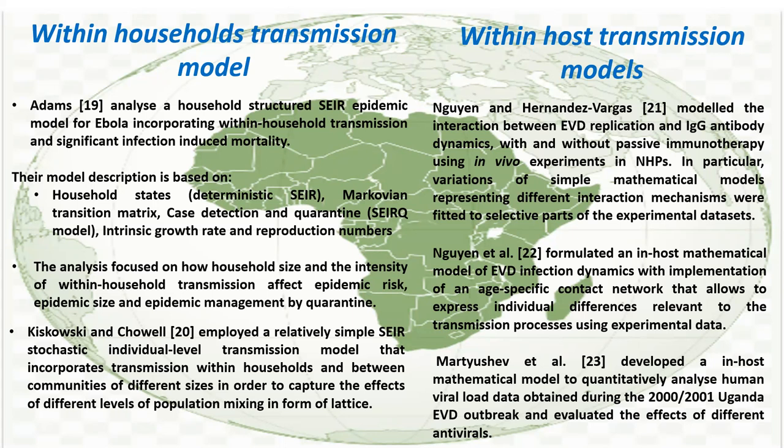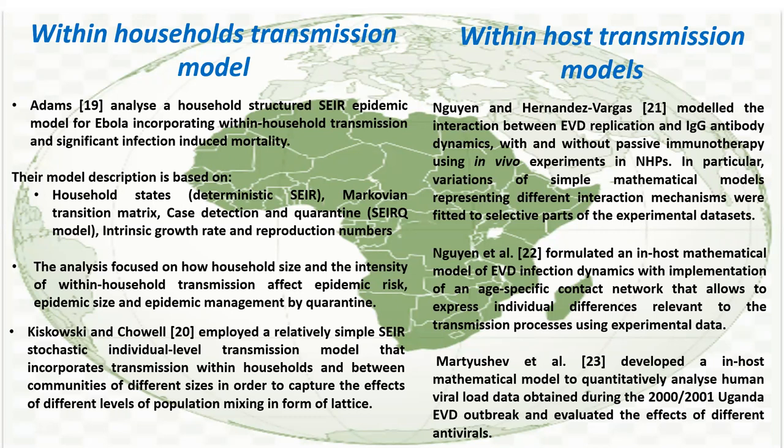Then after the household models, I also look at works that are done within hosts. Even though there is not much work yet on within-host models of Ebola virus disease, a few works consider the Ebola virus replication and IgG antibody dynamics. They try to look at it with or without passive immunotherapy. They consider this in non-human primate parameters. They use a simple model to represent different interaction mechanisms, and they fit it to a selected part of experimental data sets because of the data set they are dealing with.